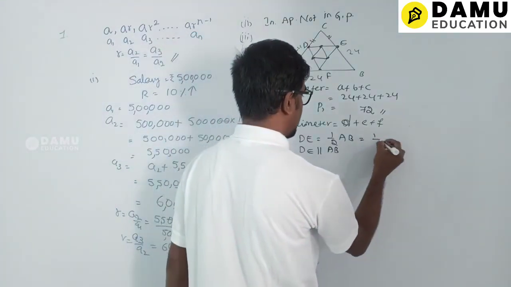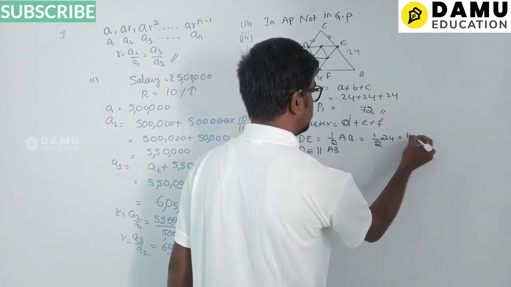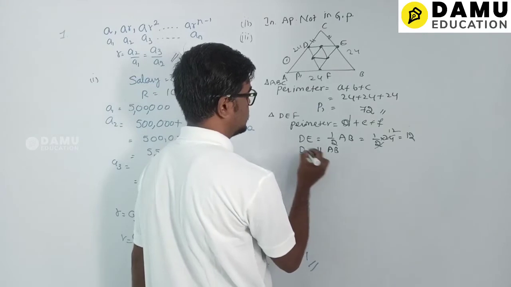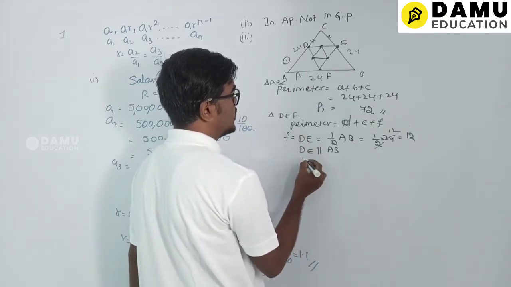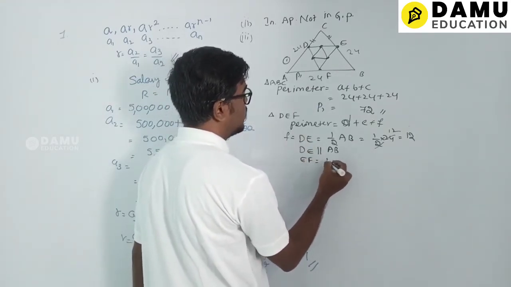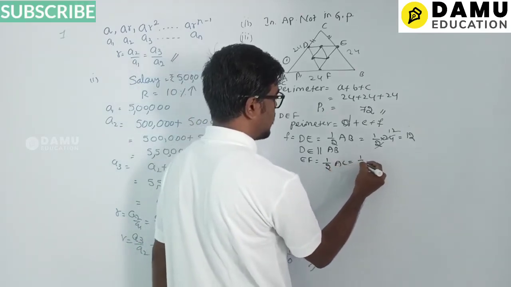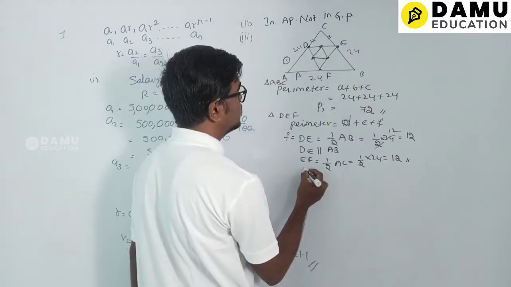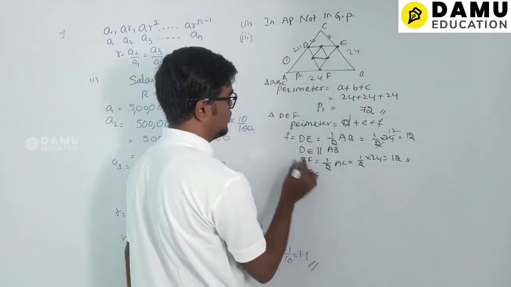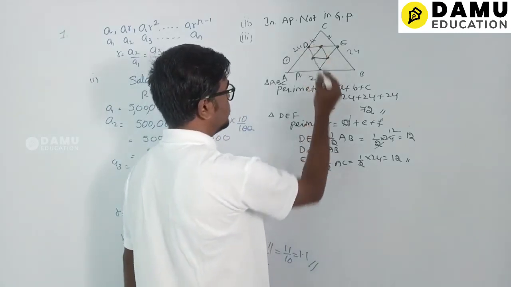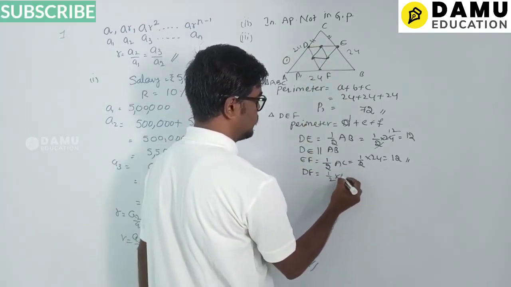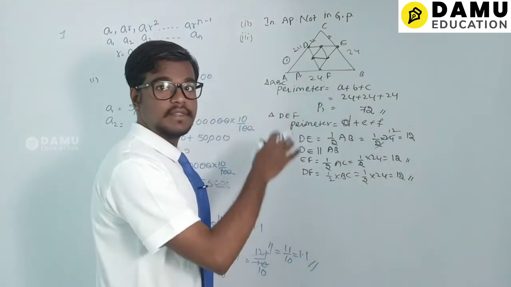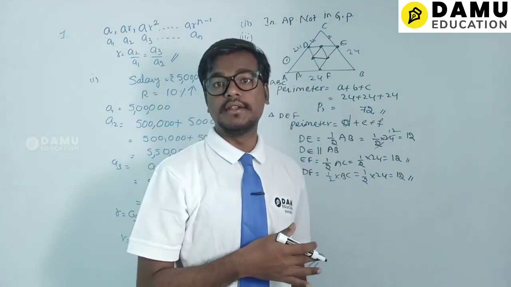So half of AB, which is 24, is 12. So DE is 12. Then what is EF? EF will be equal to half of AC, which is 12. Then DF will be equal to half of BC, that is half of 24. We will get 12. So this is the way we decrease everything by half here.